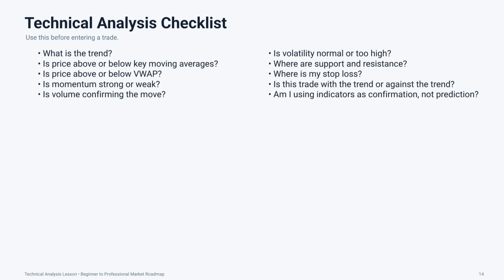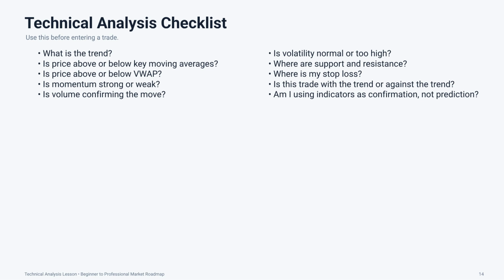Next, where are support and resistance? Before entering a trade, we need to know the important levels on the chart. We do not want to buy directly into resistance or short directly into support. Then, where is my stop loss? Every trade needs a risk plan before entry. If we do not know where we are wrong, we should not take the trade. Next, is this trade with the trend or against the trend? Trading with the trend is usually easier. Trading against the trend requires better timing and stronger confirmation.